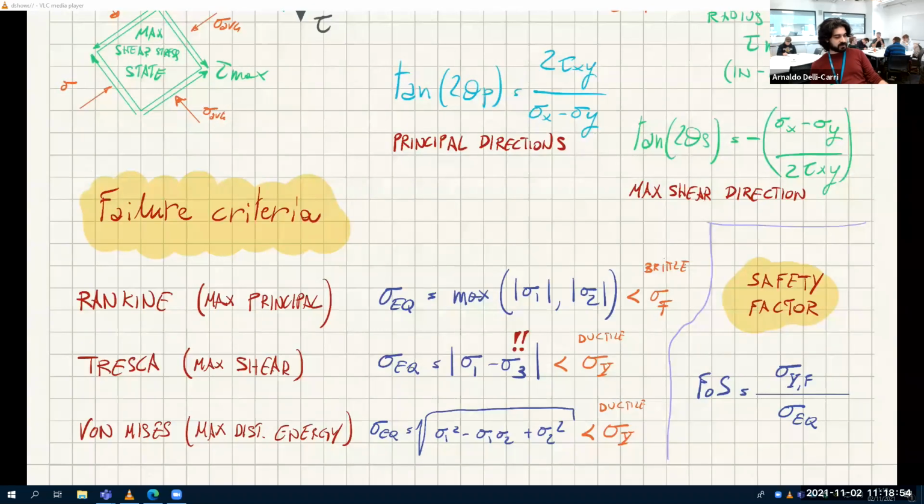Of course, this one is only really applicable for brittle materials. So we don't take the yield stress, because brittle materials don't yield. Brittle materials, they just break, they fail suddenly. So you take the failure stress, the ultimate tensile stress of the brittle material, and that's it.